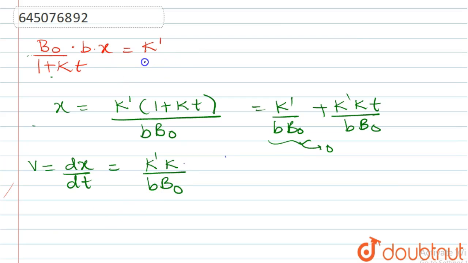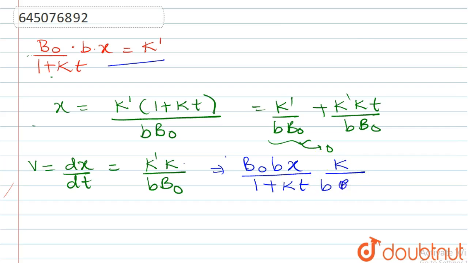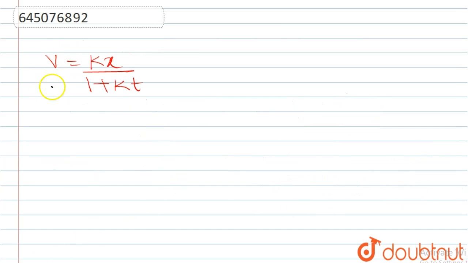Now from here we can write the value of k dash, and on putting this value, it will be equal to B naught b into x upon 1 plus kt, multiplied by k upon b into B naught. The B naught b will cancel out, and only the value kx upon 1 plus kt remains. This comes out to be the value of the speed, which is kx upon 1 plus kt.